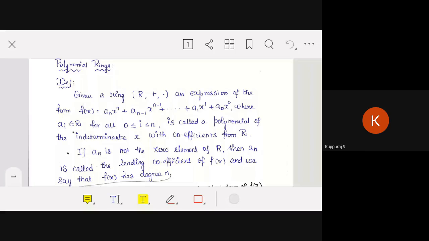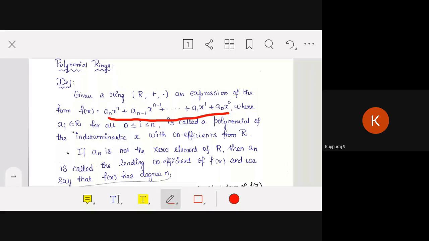What is a polynomial? Suppose you take f of x equal to an x power n plus a(n-1) x power n minus 1 plus and so on, plus a1 x power 1 plus a0 x power 0. This is one of the polynomials. In this, x is called the indeterminate, and also it is called a variable. The coefficients a0, a1, up to an are coefficients of x, and all the coefficients belong to the ring. So it is called a polynomial ring.